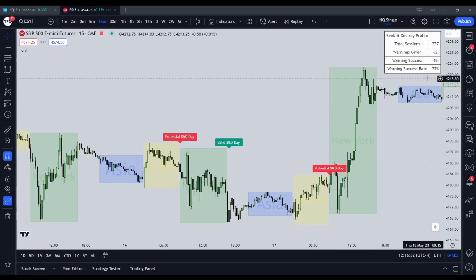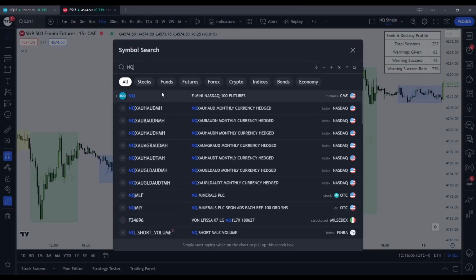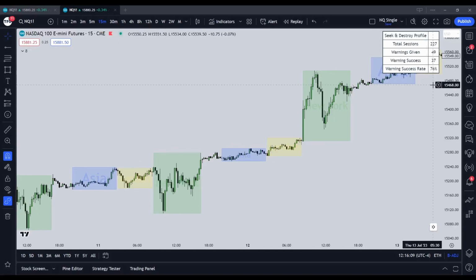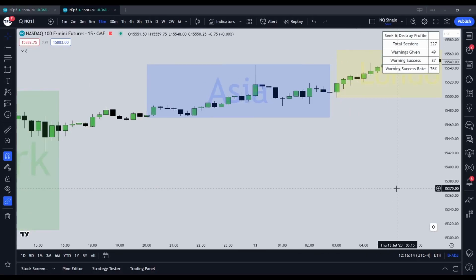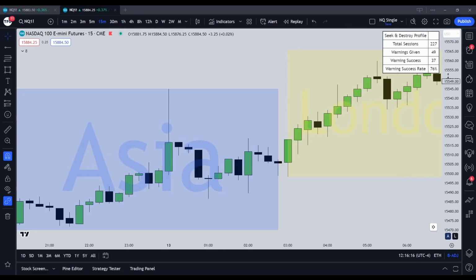And when you combine all these factors, you obviously get a much higher success rate. So with the current settings, it's 73% for ES. If we go to something like NASDAQ, pretty similar, 76% success rate. But I figured this would just be a really easy and nice to have data collection tool for actually assessing what sessions are deemed valid seek and destroy days, and how we can try to anticipate them in the future.